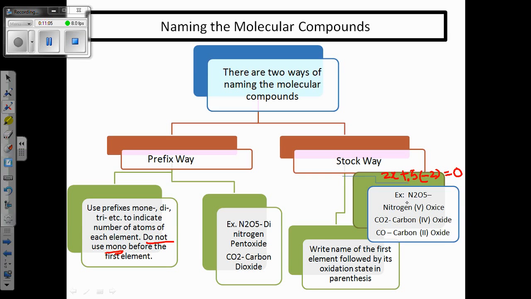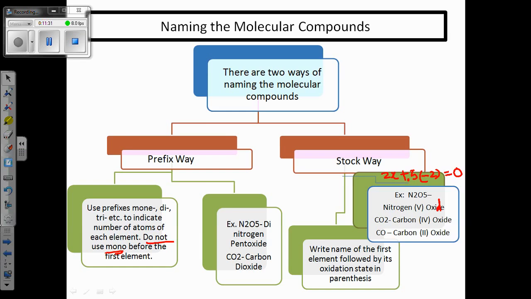On a side comment, the oxidation state may vary with different compounds. Nitrogen does not have the same oxidation state in N2O5 as in NO2. It varies. In N2O5, the oxidation number of nitrogen is 5. So we name it nitrogen(V) oxide, with the Roman numeral within parentheses.